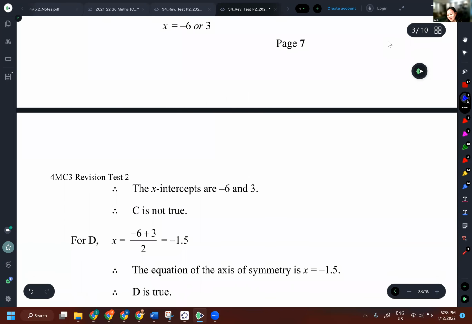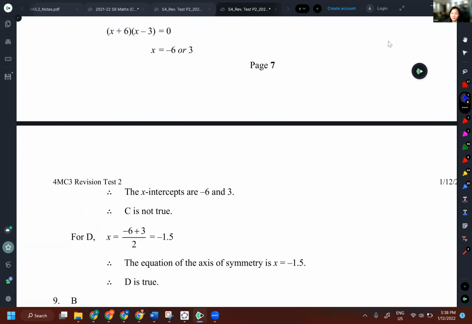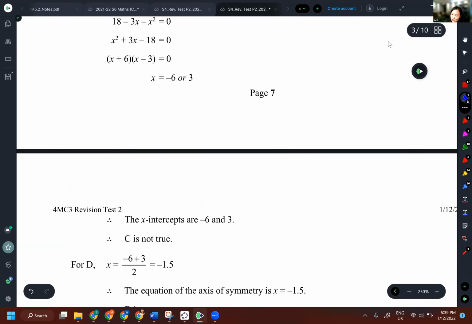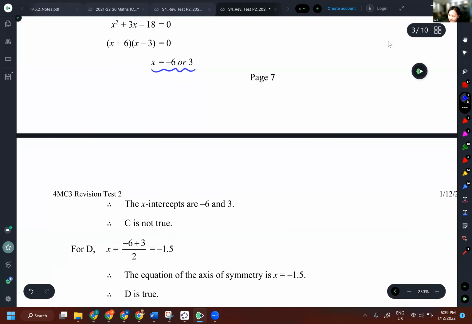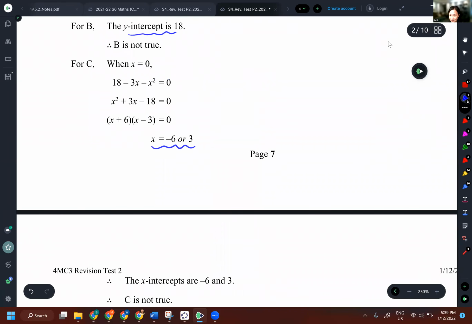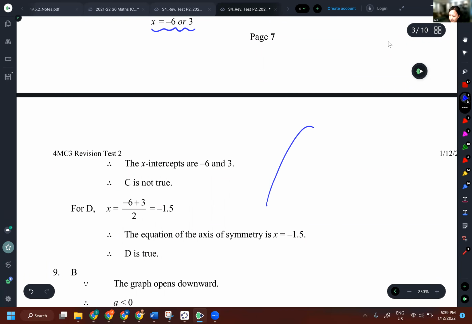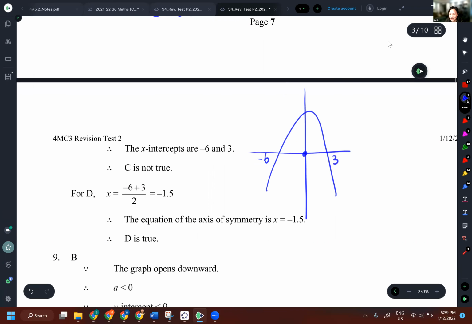For D, I think you can find the axis of symmetry. Now, the axis of symmetry can be found by the two x-intercepts using the symmetry. It's opening down, right? This one is -6, this one is 3, and then you can find the middle. It's -1.5. Therefore, the equation of the axis of symmetry is x equals -1.5.